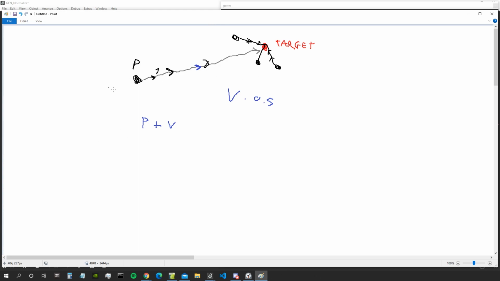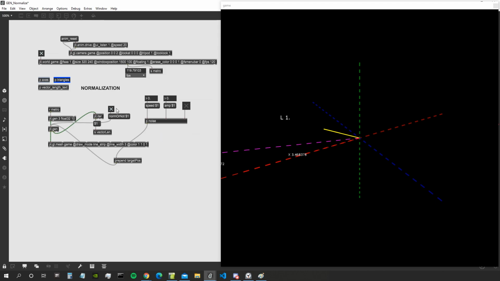So all the particles will now move at the same speed, because the vector that points to the target, for all those particles, is a vector with the same magnitude. So it's just the direction that is different, but the magnitude for all the vectors of the particles is the same. And this is exactly why we need to normalize vectors in most of the cases.